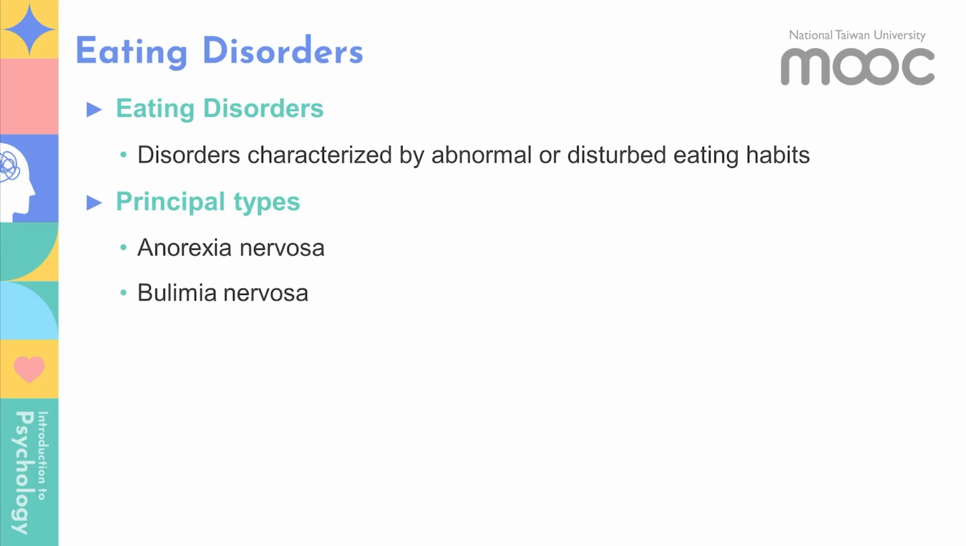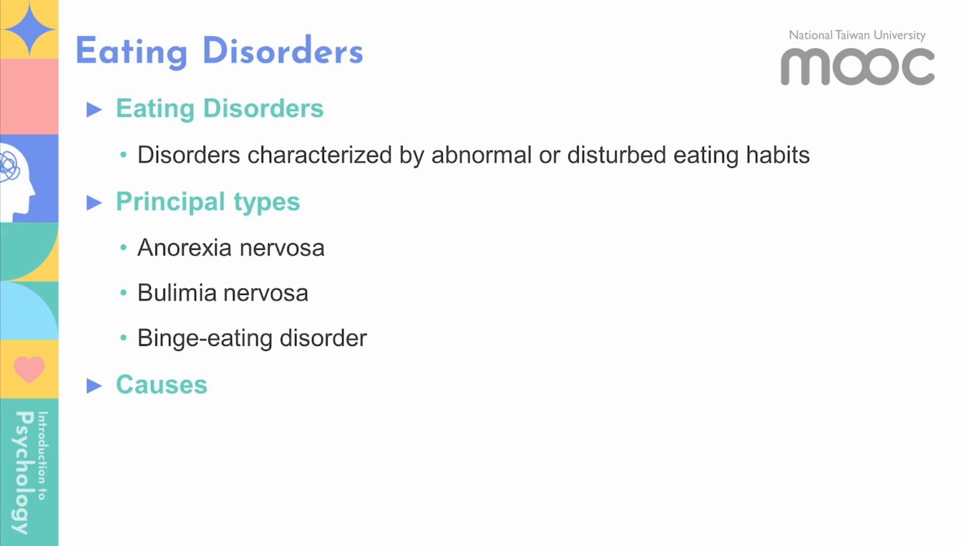And the second disorder is bulimia nervosa. They may binge eat, but then they feel guilty, so they will do something to lose weight. And the third type of eating disorder is binge eating disorder. They eat a lot, but after they eat, they don't do anything to lose weight. And we will take a closer look at them later.